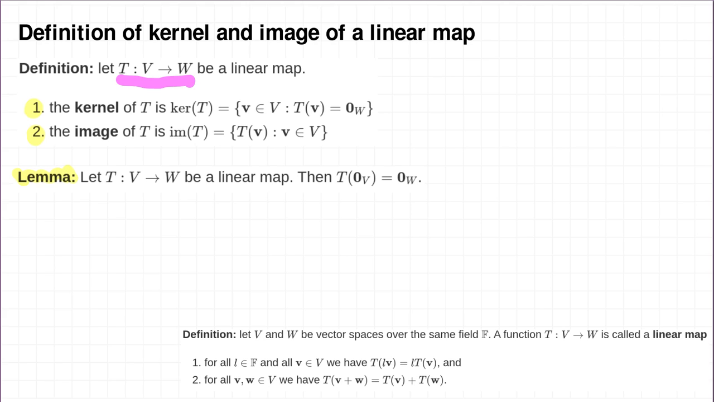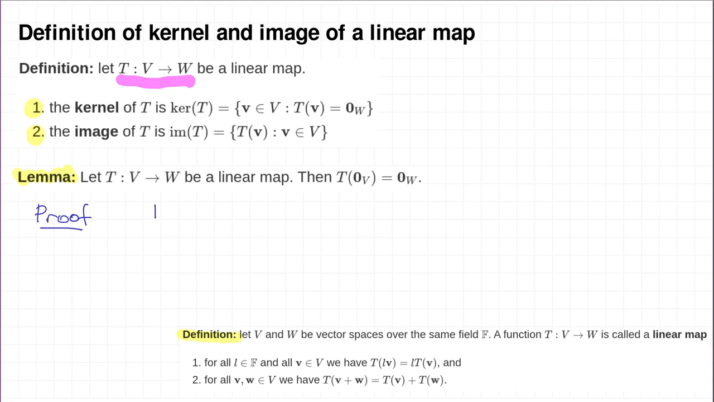So the lemma says that if you have a linear map T from a vector space V to a vector space W, then T of the 0 vector in V is equal to the 0 vector in W. I've reminded you at the bottom of the screen here of what a linear map is. A linear map is defined to be a function with two properties. The first property is called respecting scalar multiplication, and the second property is called respecting addition. We're actually only going to use the second property when we prove that this lemma is true. So let's now do that.